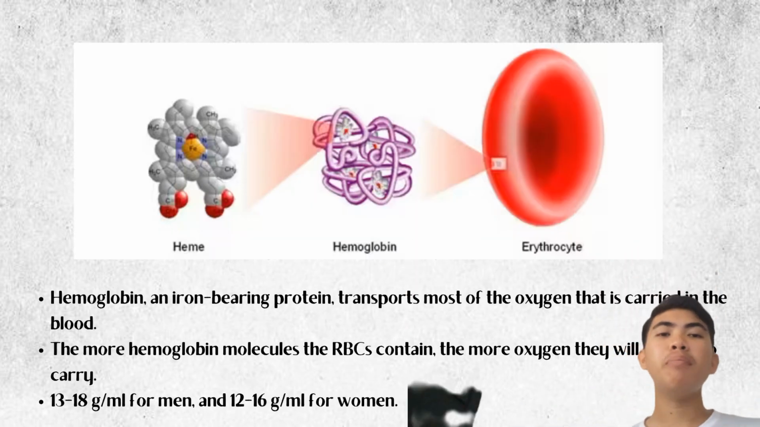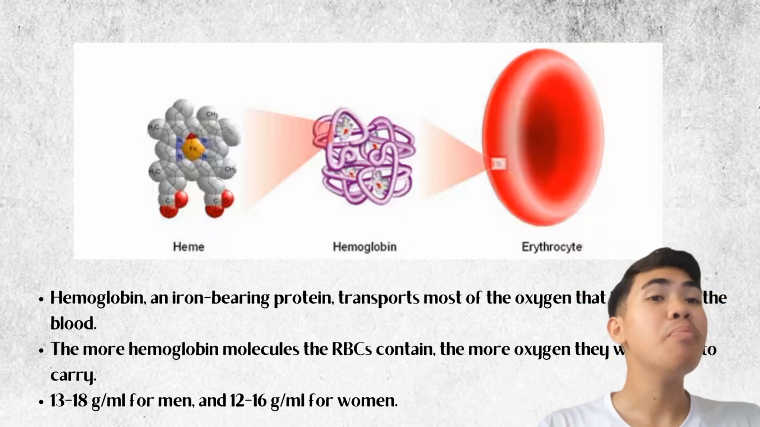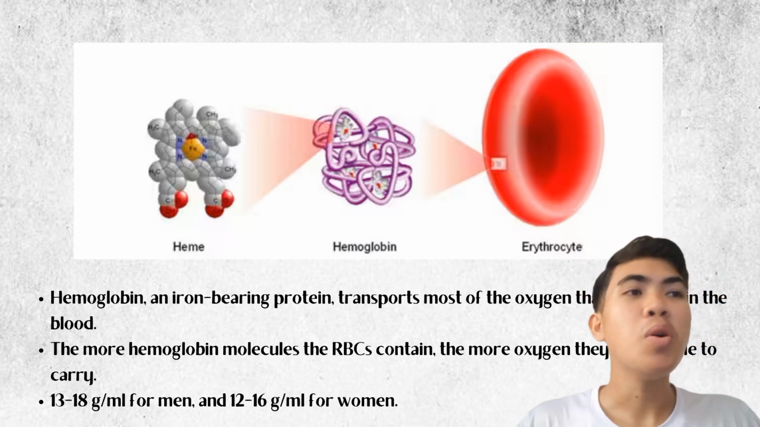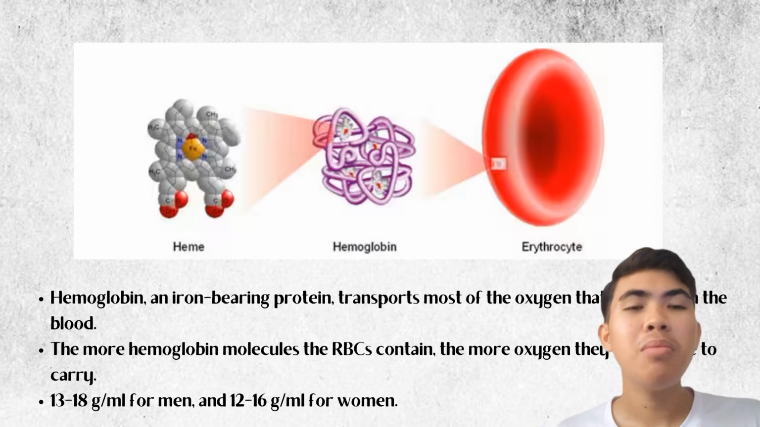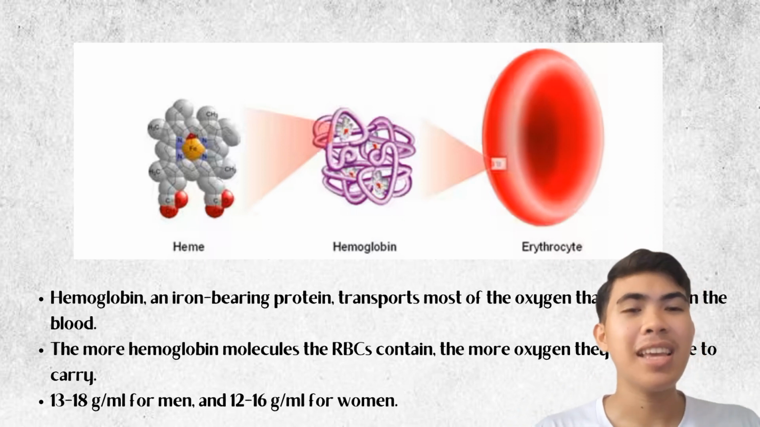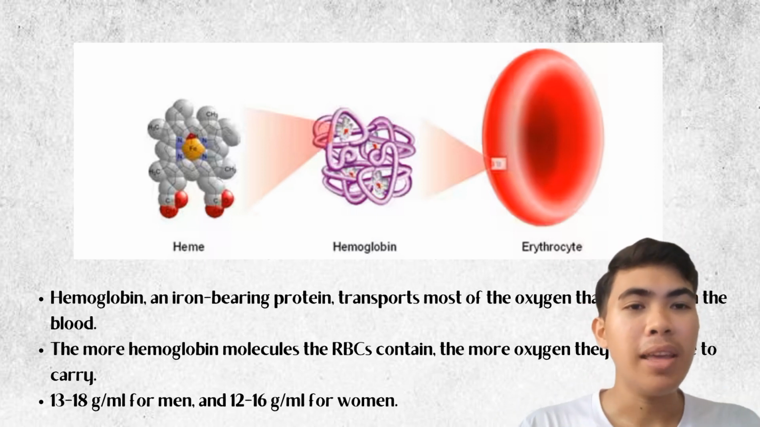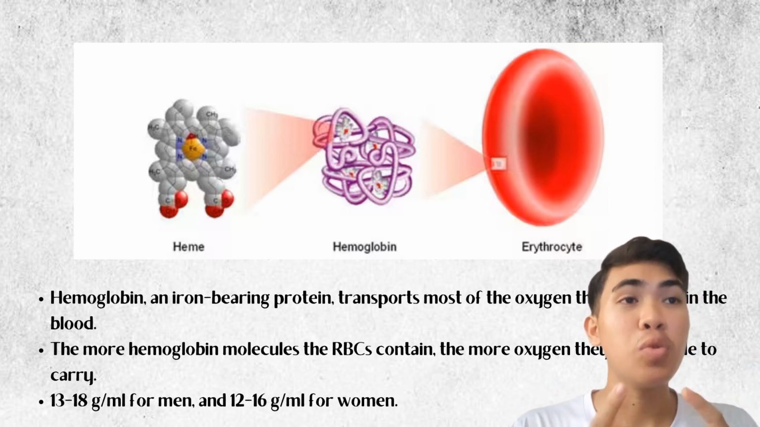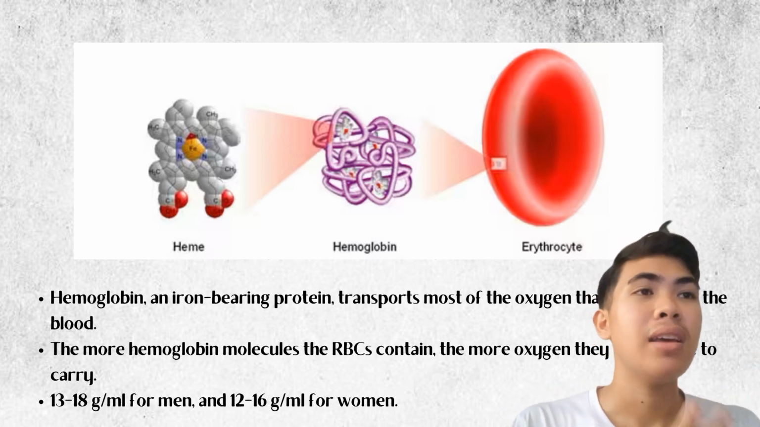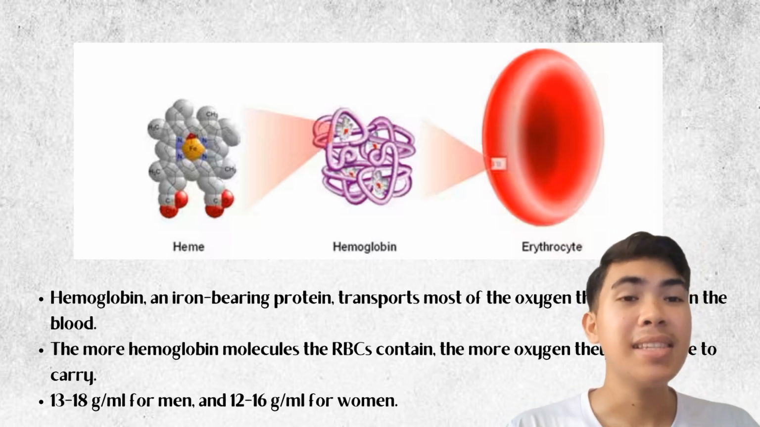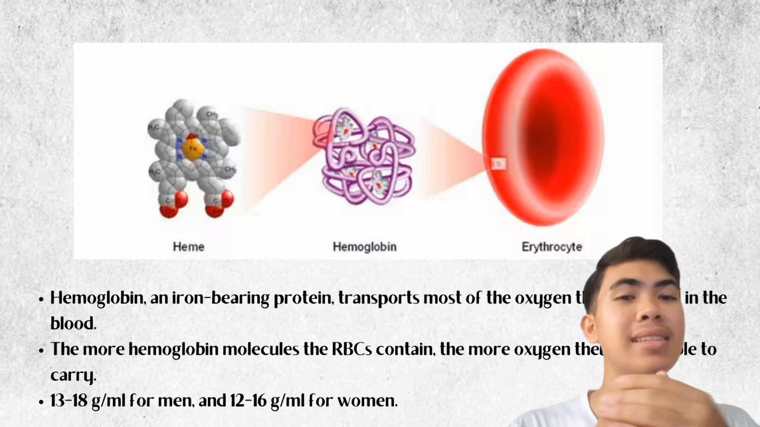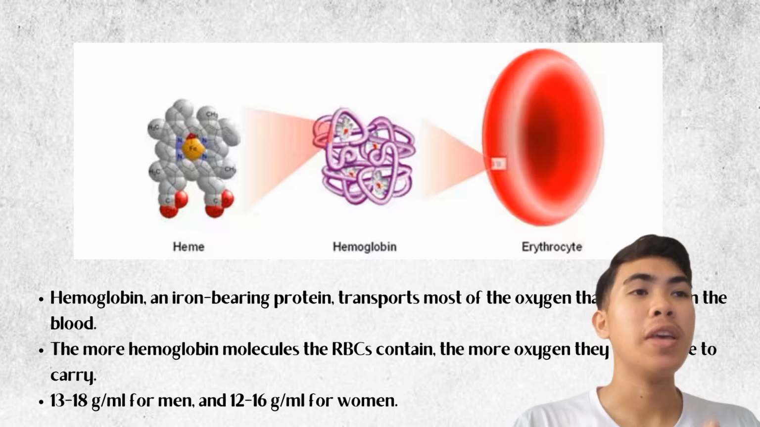So when we talk about hemoglobin, this is an iron-bearing protein that transports most of the oxygen carried in the blood. Now, the word hemoglobin is actually joined together by two words: heme and globin. When we talk about heme, this is a group. Hemoglobin is a heme group that is attached to a globin.